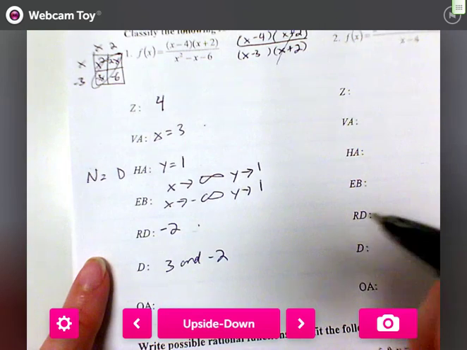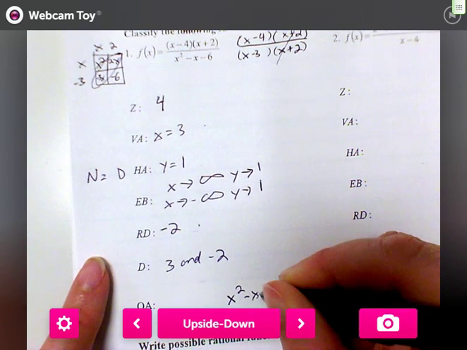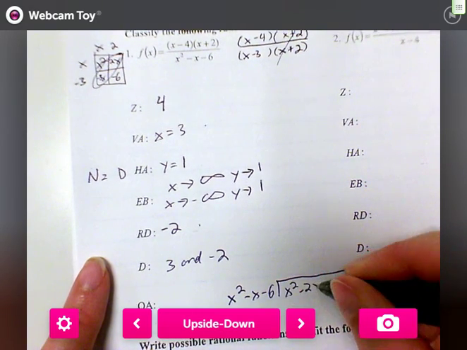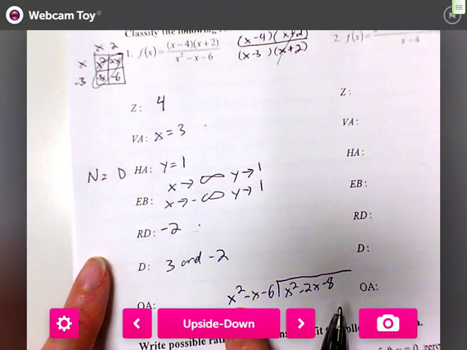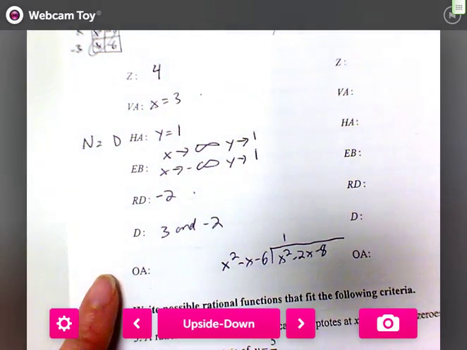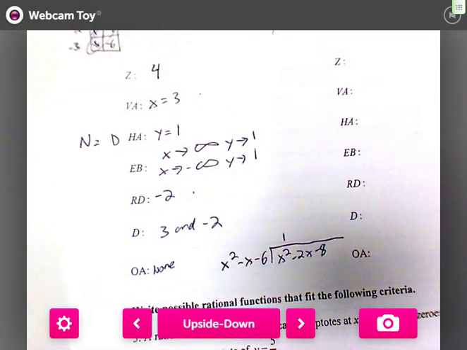Okay, now I want to see if they go into each other. So if I've got x squared minus x minus 6, I take the bottom divided by the top: x squared minus 2x minus 8. What times what gives us x squared? X. X times x squared would give me x to the third. Oh, so it doesn't really have an oblique asymptote, right? Because they're going to be the same. So my oblique asymptote is none. Okay? Don't really have one.